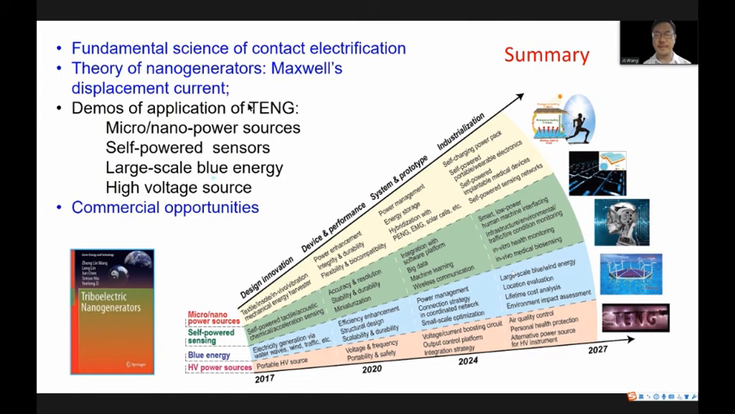I showed four major applications: micro nano power source, self-powered sensors, remember, this one has a lot of commercial opportunity, and also large scale blue energy. We have an idea for harvesting water energy at large. And of course, this has a long way to go. Now, around the globe, there are 54 countries and regions, 700 units, 4,300 scientists working in this field. This is based on the SCI data search. So there's a big field being formed.